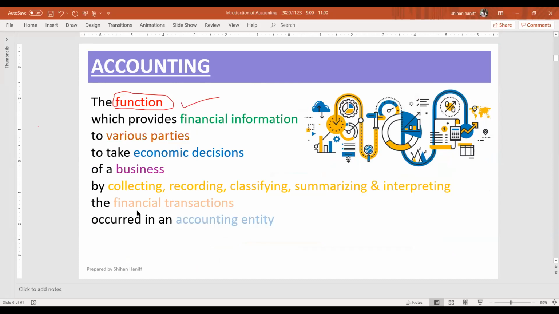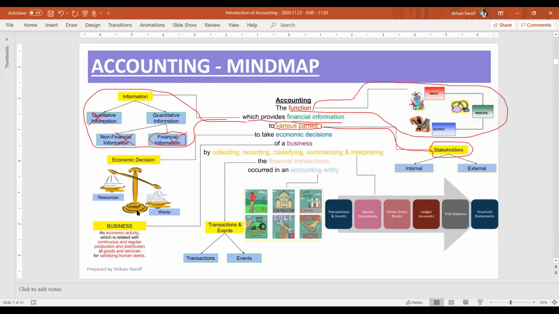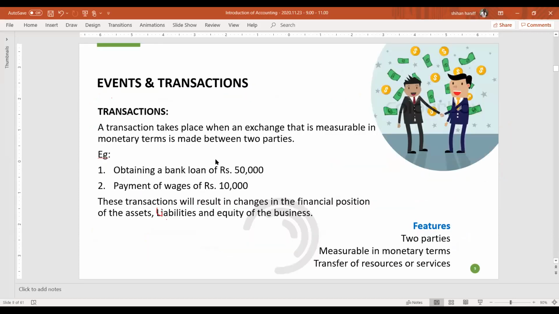Okay. So go back to the definition. We'll start again. Accounting is a function which provides financial information to different stakeholders, internal and external stakeholders, to take economic decisions. It is not just decisions. It is called economic decisions. So what is meant by economic decisions? Let's try to understand economic decisions.